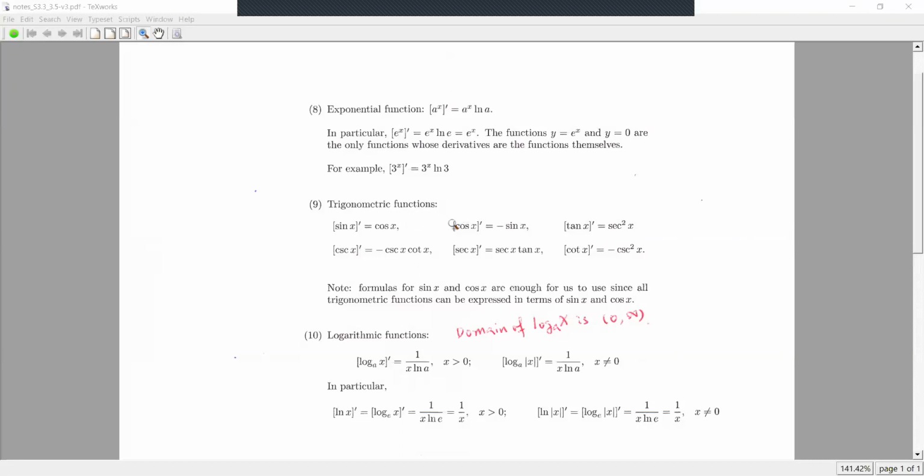There are 6 trigonometric formulas. I suggest that you only remember the formulas for sine and cosine, together with the formula for tangent. The formulas for sine and cosine are enough for us to use because all trigonometry functions can be expressed in terms of sine and cosine.